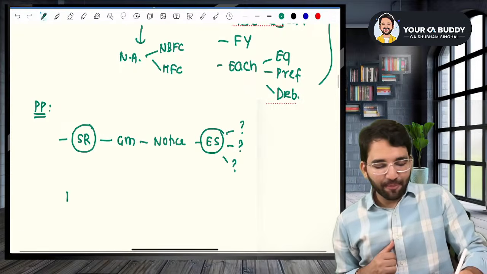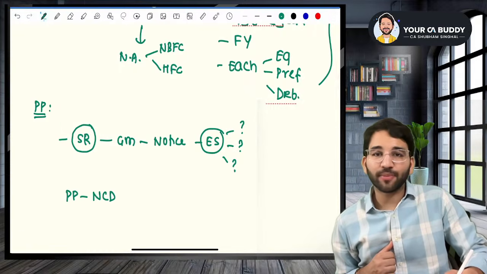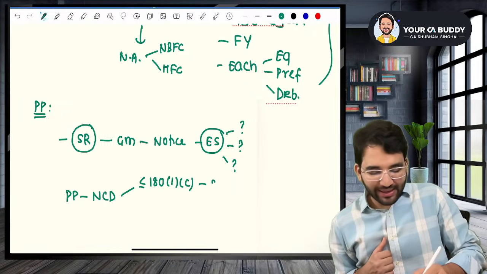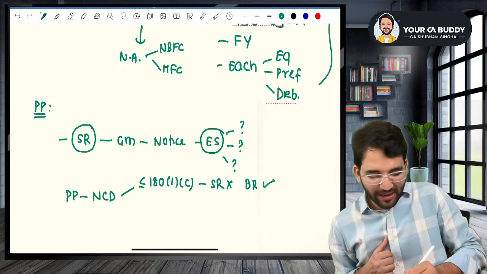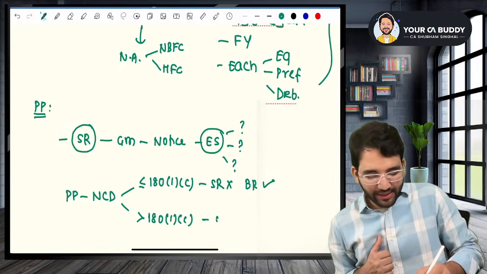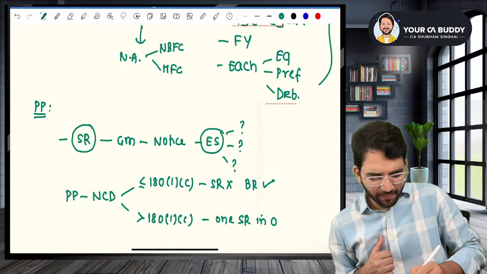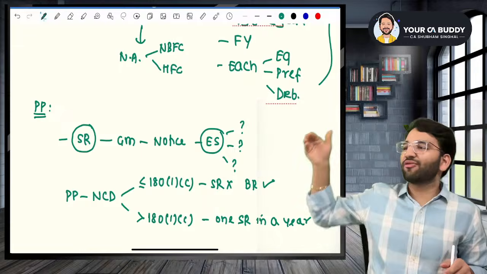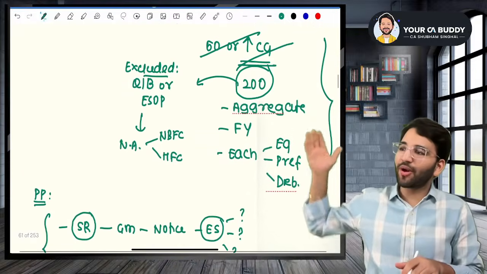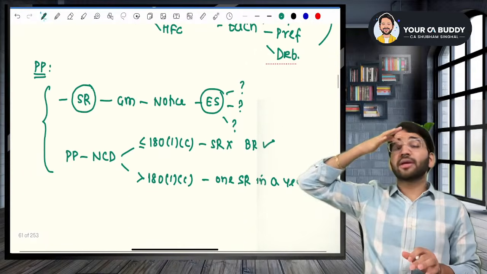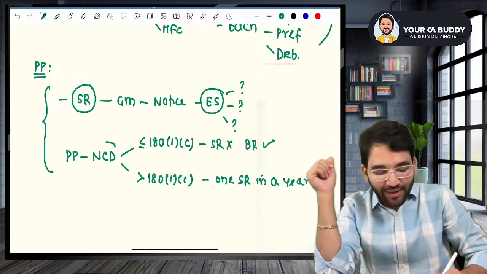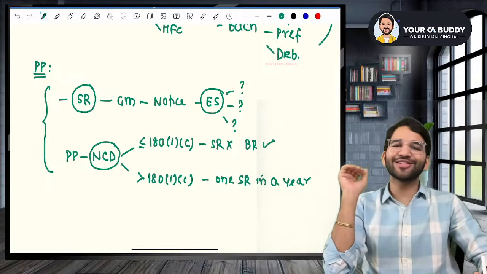But if the private placement is for non-convertible debentures and the issue is within the limit of 181C, then a special resolution won't be needed, a board resolution would be enough. Even if the limit exceeds 181C, one special resolution in a year should be enough. You don't have to pass multiple special resolutions. So generally a special resolution is needed, but for NCDs within the limit, it is not needed.